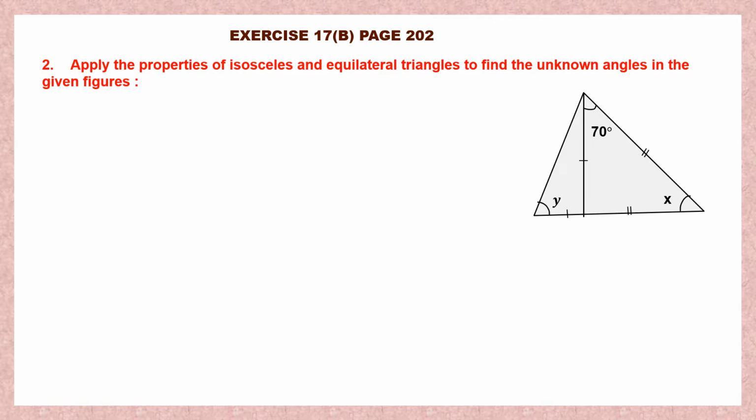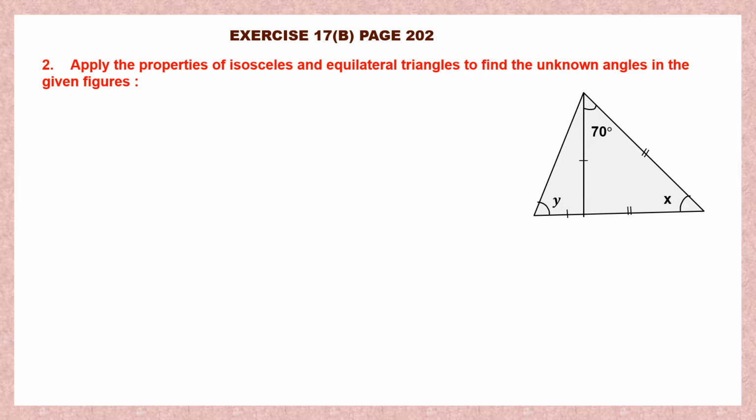Page number 202. We are with question 2. Apply the properties of isosceles and equilateral triangles to find the unknown angles in the given figures. So we have many figures given. This is the first one. We have to find the unknown angles.